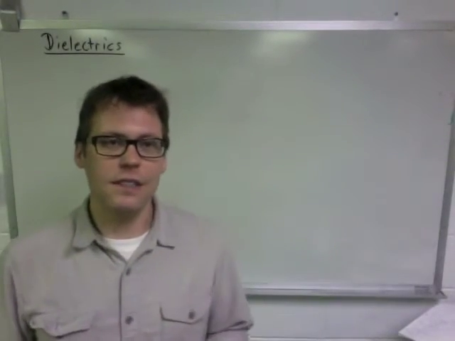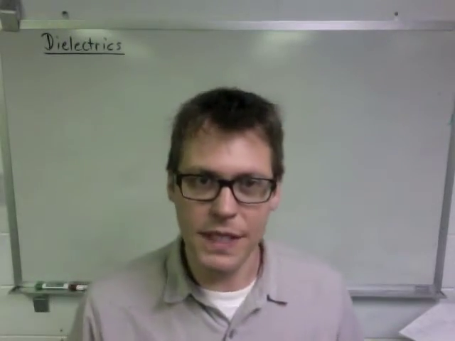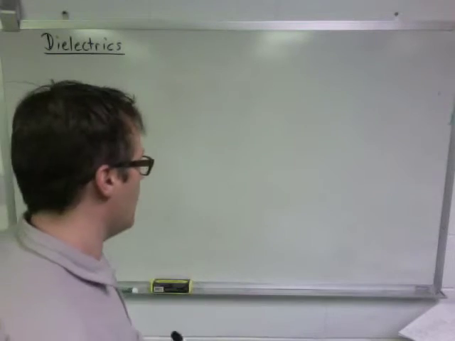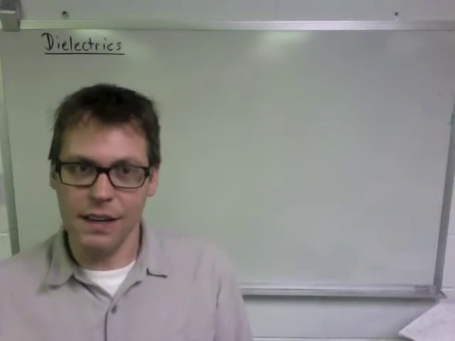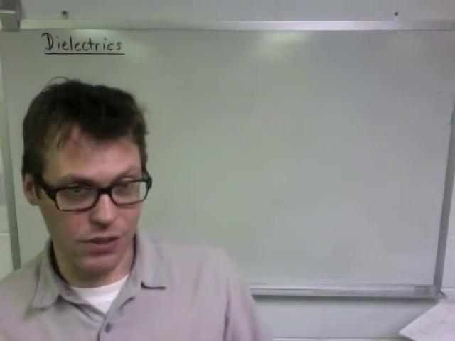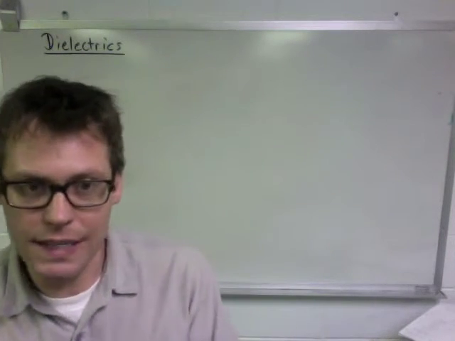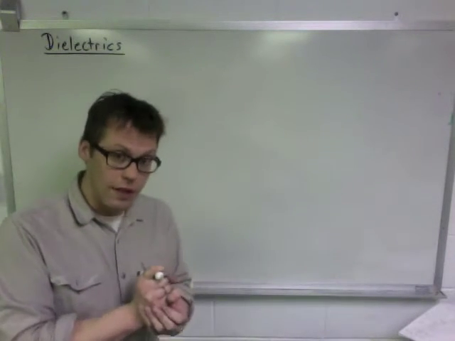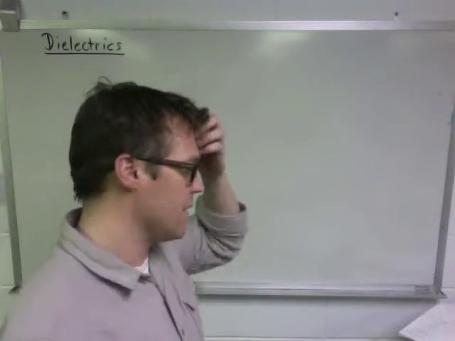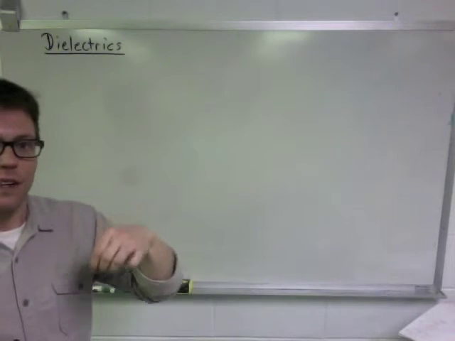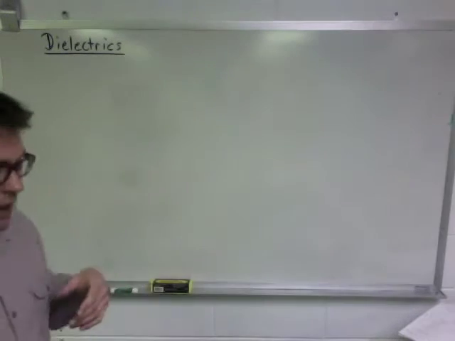So what is a dielectric? Well, a dielectric is just any insulating material. It's just a way of saying an insulator, meaning that the electrons in the atoms of a dielectric are strongly attached to the nuclei, and so they're not free to roam about as they are in metals. And we've already seen what happens when you put an insulating material in an electric field.